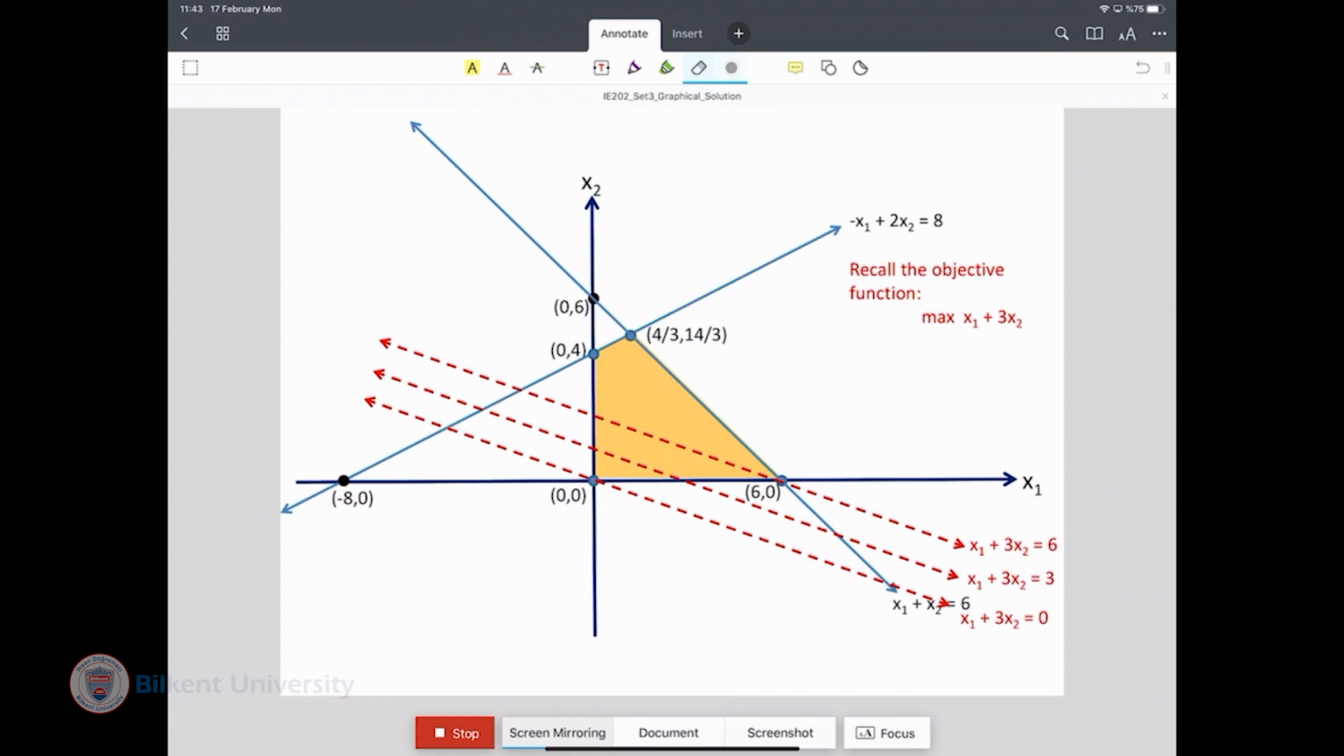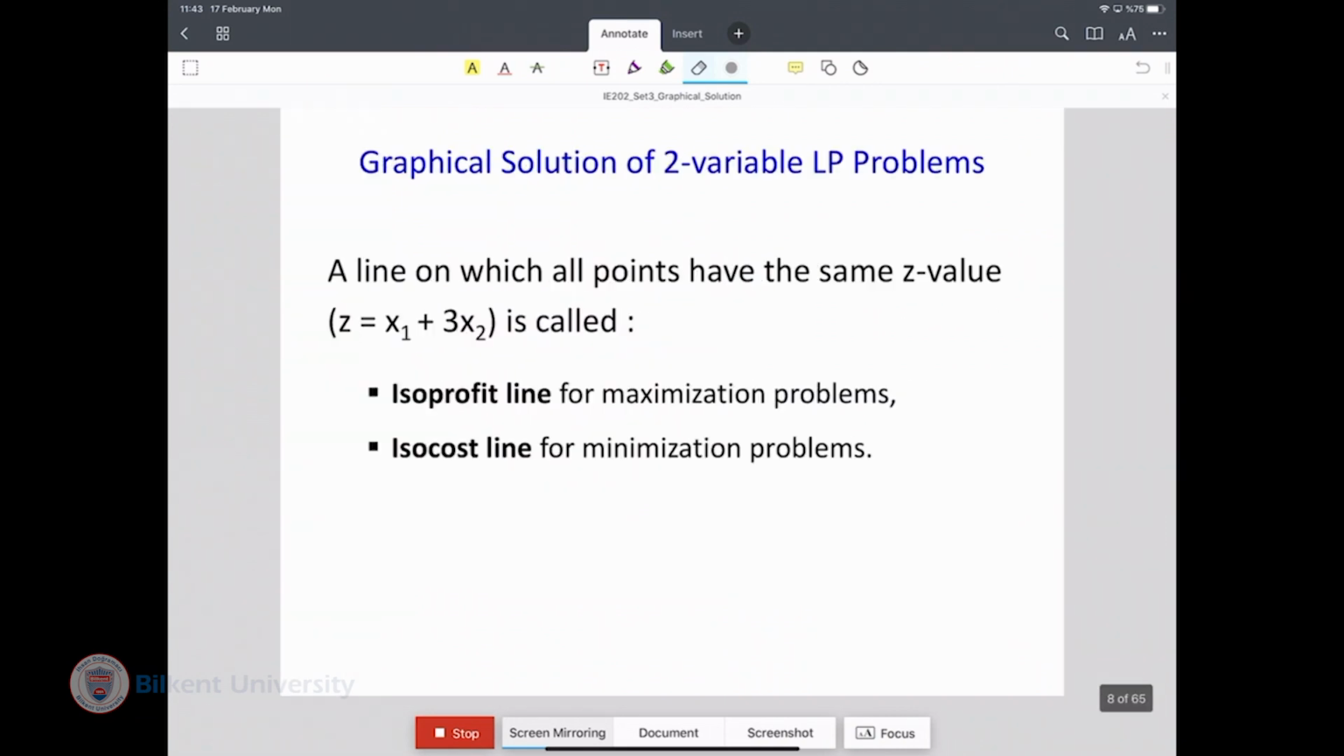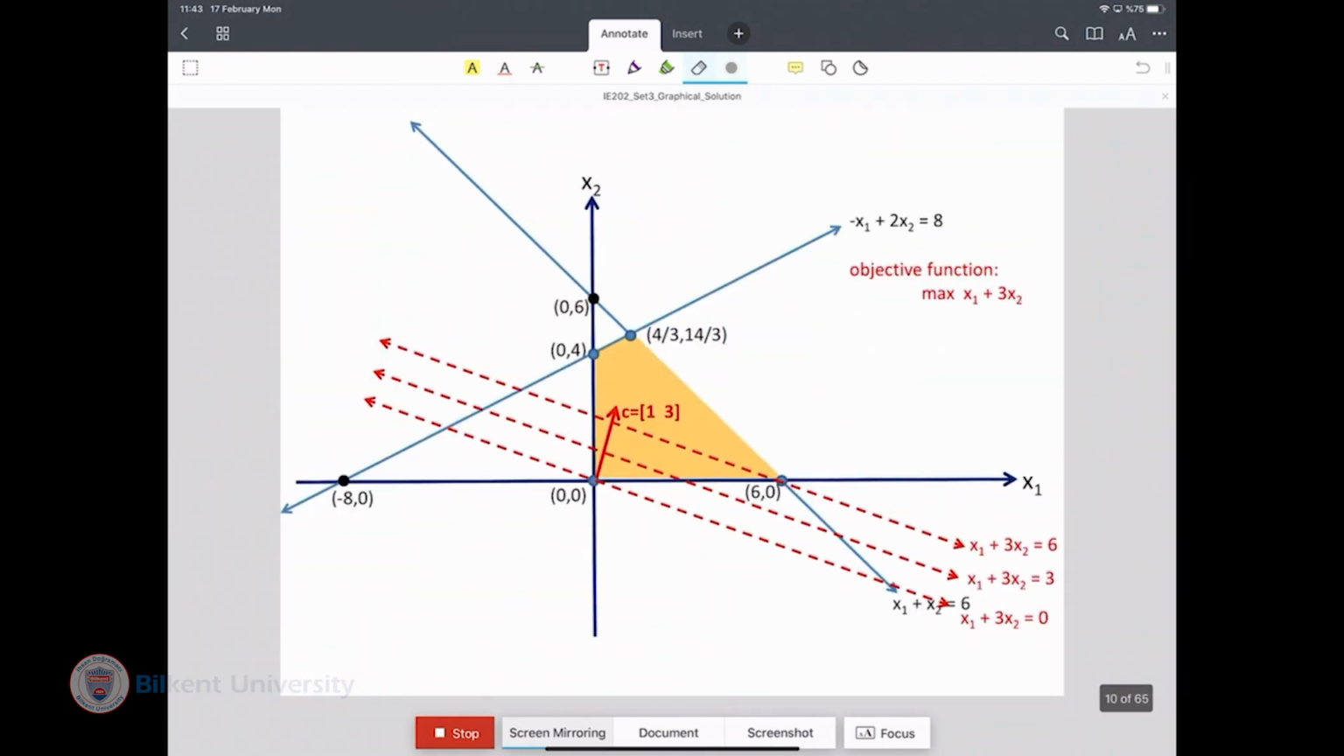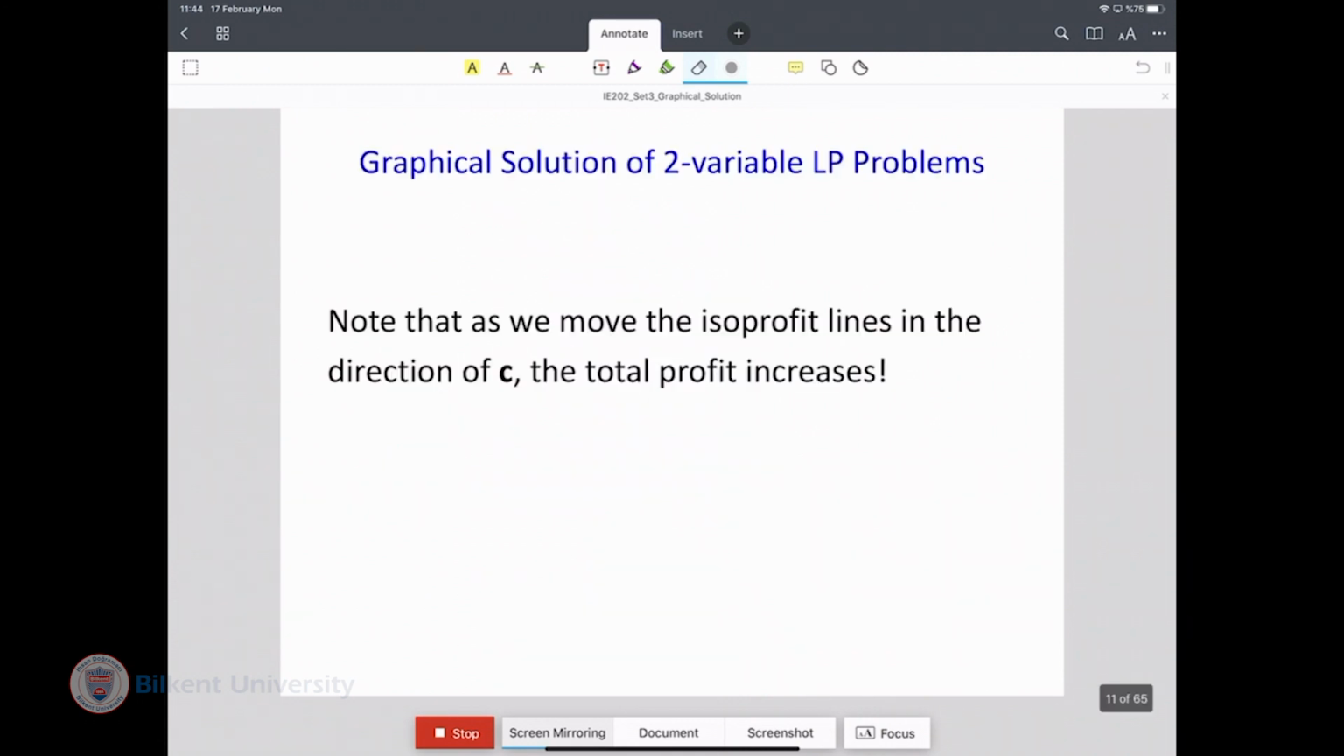We were defining them as isoprofit or isocost line, depending on our objective function. If it was a cost, we were saying it as isocost line. If it was a maximization problem, we were naming them as isoprofit lines. And we move in the improving direction as far as we can go until we leave the region, yeah? And C, the objective function coefficients, were actually giving us our improving direction, right? So we move in the direction of C as far as we can go until we leave the region.